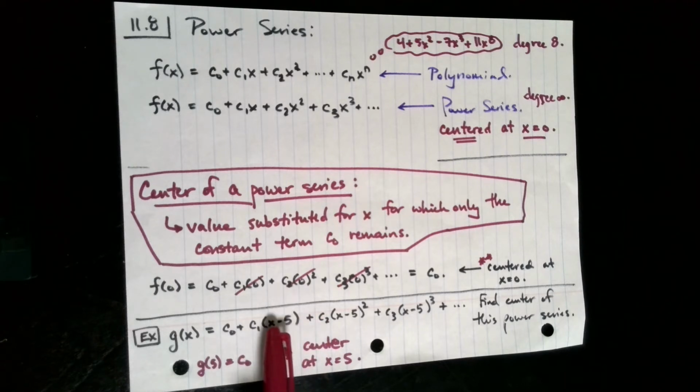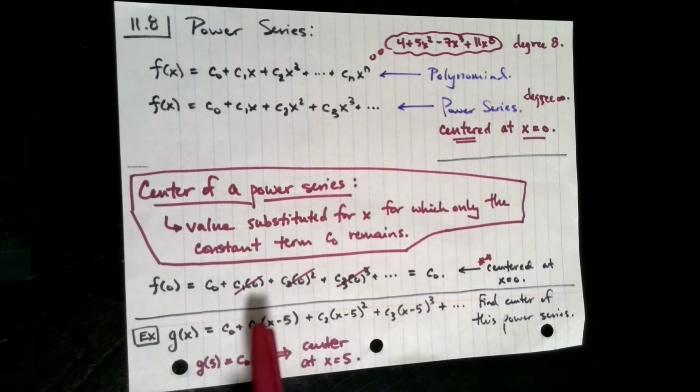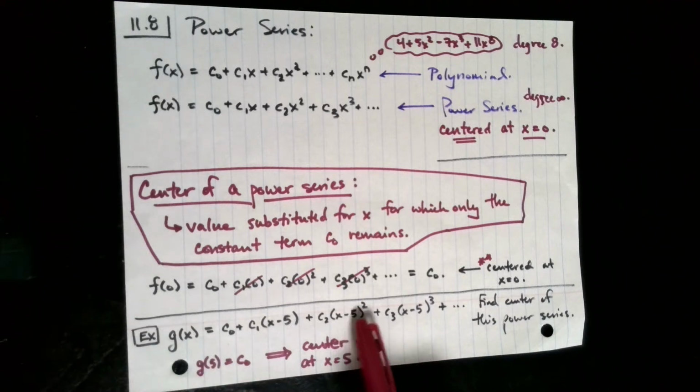In fact, if you plug in x equals 0, you'll just get minus 5 times the c1. Well, that doesn't wipe out c1, does it? In fact, it wouldn't wipe out c2 either, because if you plugged in x equals 0, you'd get 25 c2, which doesn't wipe out the c2 term.